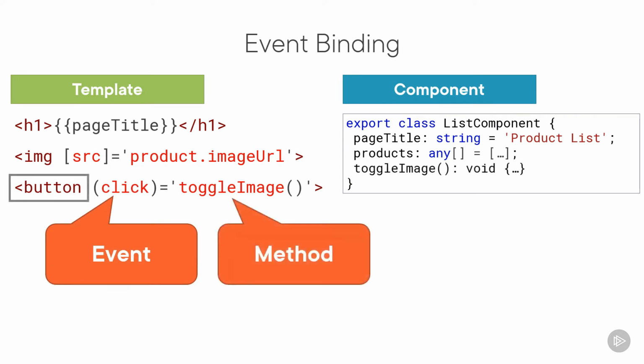Here is an HTML button element. We bind the button's click event to the toggle image method in our component. When the user clicks the button, the binding executes the code in the toggle image method. With event binding, the event name is enclosed in parentheses. The method name is followed by open and closing parentheses and is enclosed in quotes.